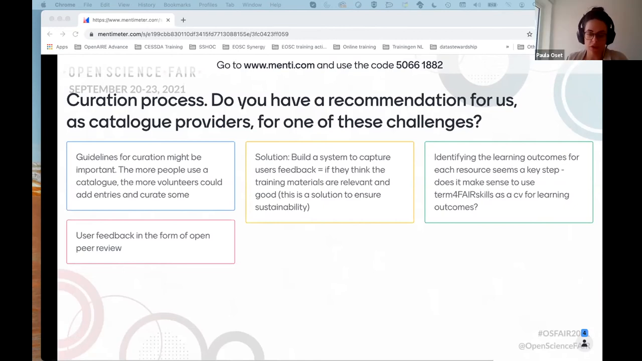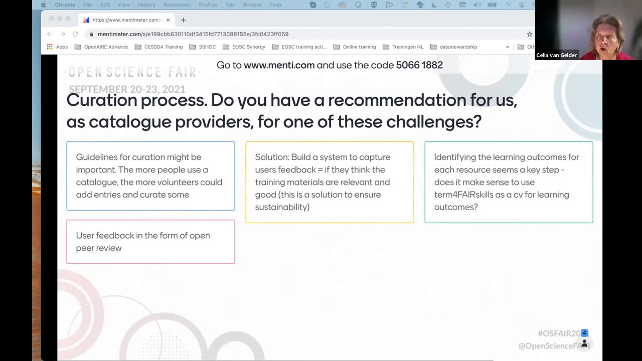No, it is intended for the users of the catalogue. So where you're browsing metadata and then you find a resource that you like, you can grade it. You can give it a 1 to 5 star grade. But we don't use it internally. It's meant for the users.